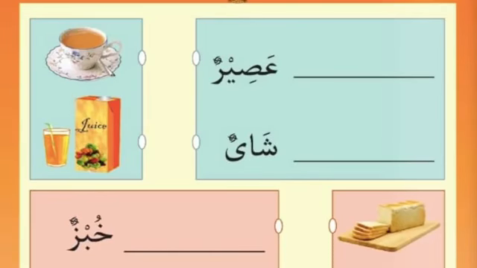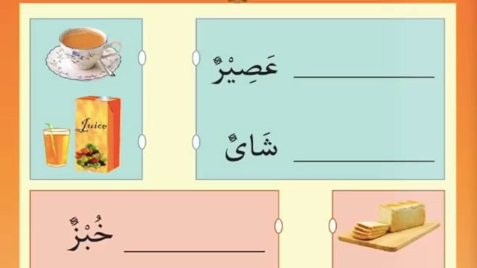And asirun. Do you still remember what asirun means? Yes, it means juice. So juice is a male word. So we use hadha. We say hadha asirun. This is juice. Right?